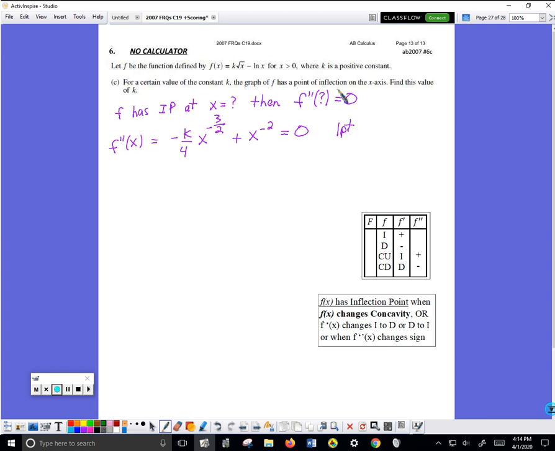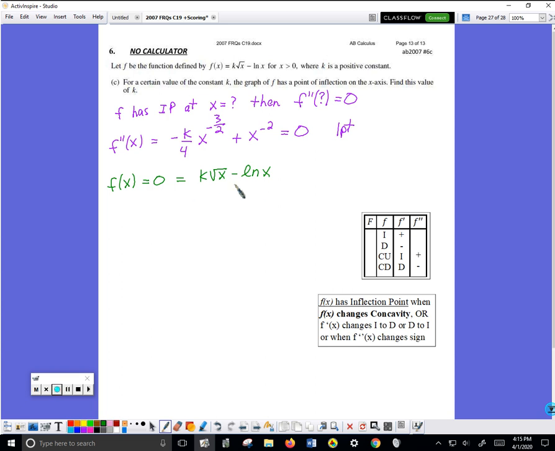The point of inflection is on the x-axis. So you know this to be true, but you also know that f of x has to equal 0 because the point is on the x-axis. So this gives you an equation that looks like this, k root x minus natural log of x. This also has to equal 0.